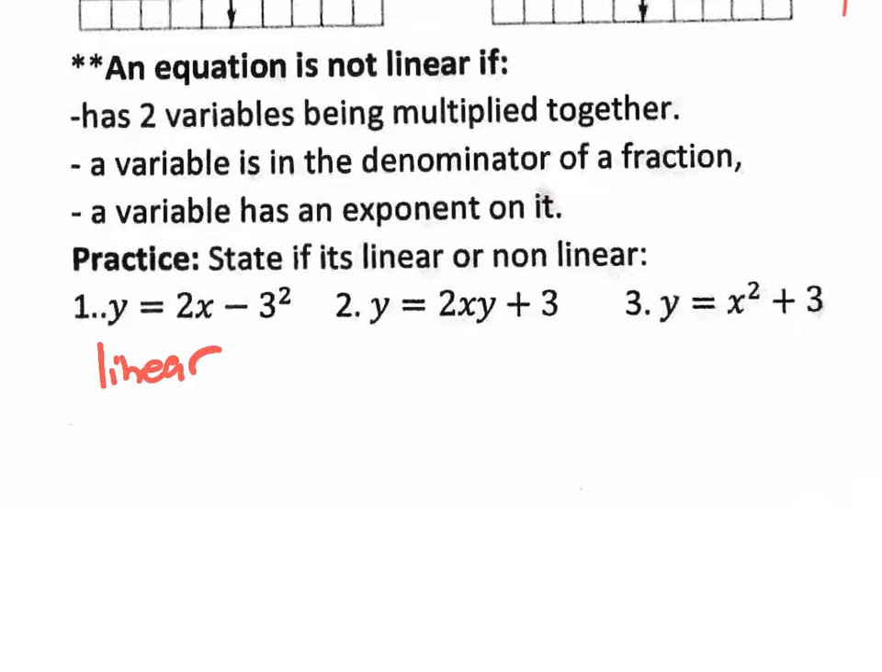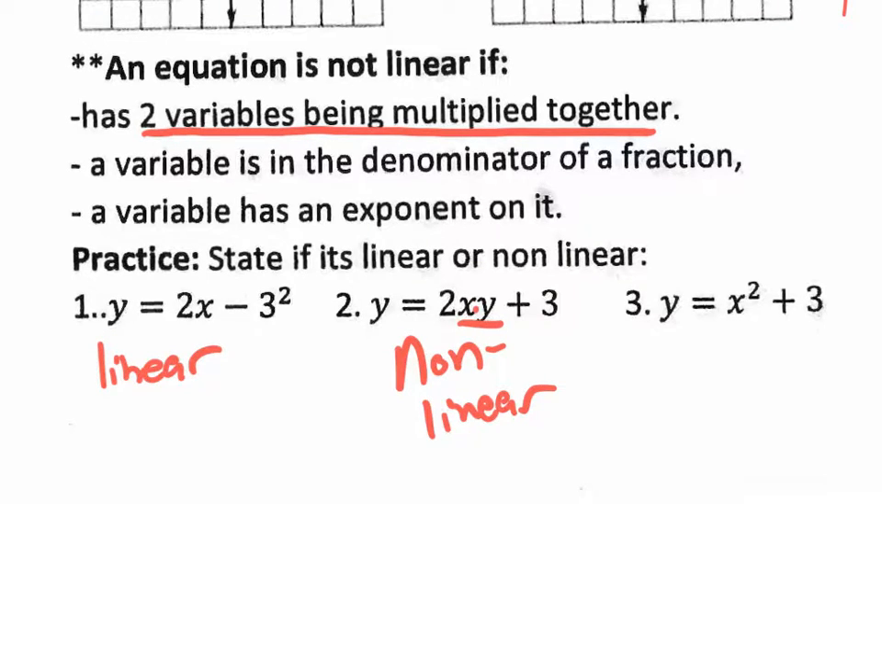Everybody write that down. Number 2, linear or nonlinear? Nonlinear. Why? Because x and y are being multiplied together, and it says if you have two variables being multiplied together, it's not linear. So we're going to say nonlinear right here. It does not produce a straight line. How about this last one over here? Nonlinear. Why? Has an exponent on the variable, and it says if a variable has an exponent on it, it's nonlinear.